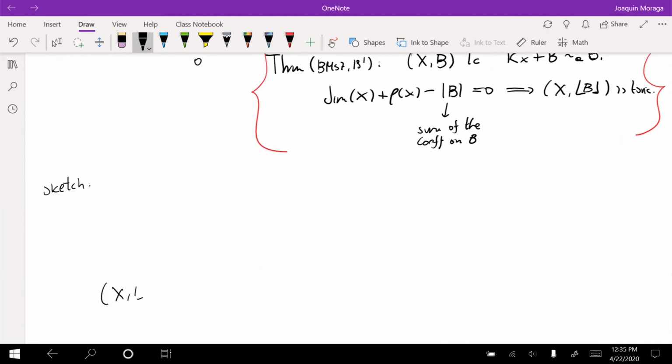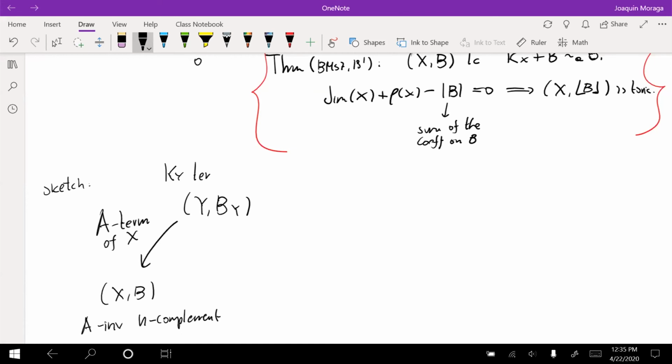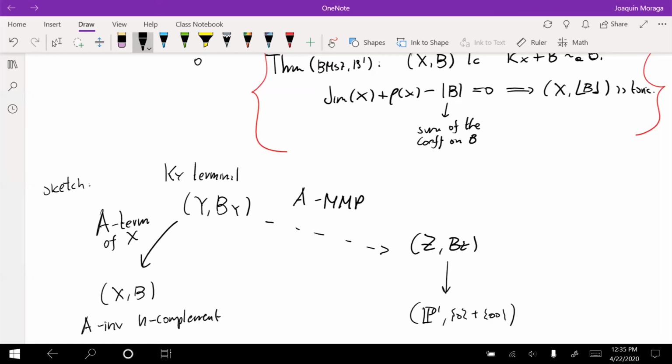So you start with your A-invariant complement of the surface. And then you go to a terminalization of X. So we call this (Y, B_Y). So here K_Y is terminal. And B_Y is just the log pullback of B_X. So everything is still A-invariant. And then you run an MMP, which will either terminate with Z, B_Z, which is bounded, or it ends in a Mori fiber space that actually one can check goes to P^1 with the reduced boundary 0 and infinity.